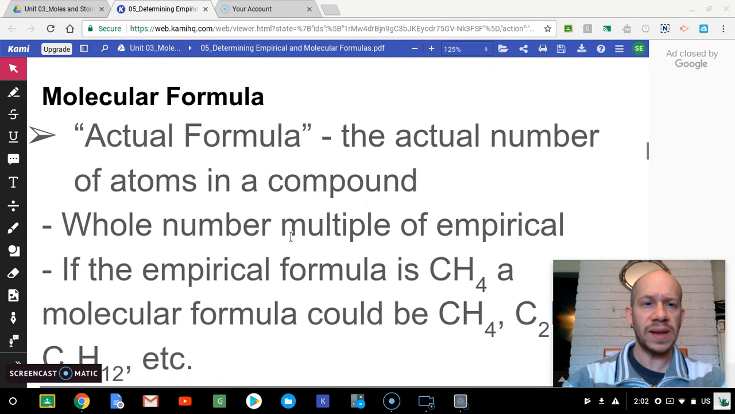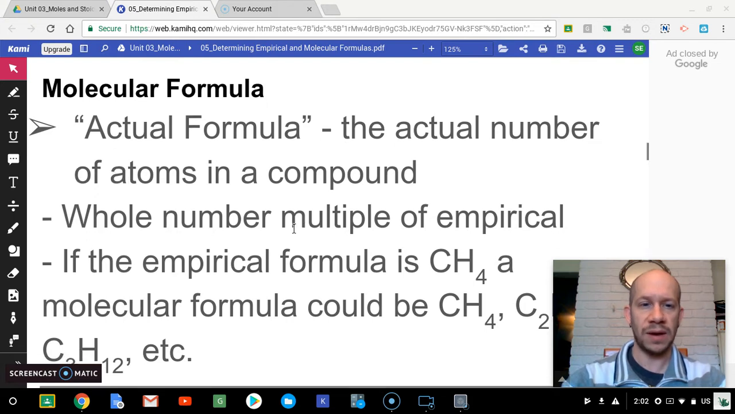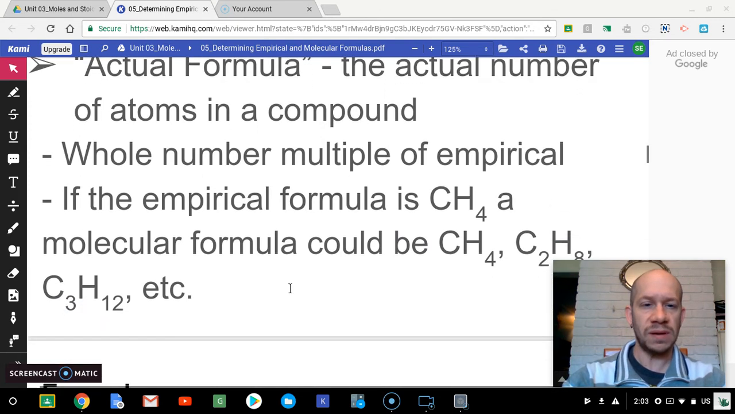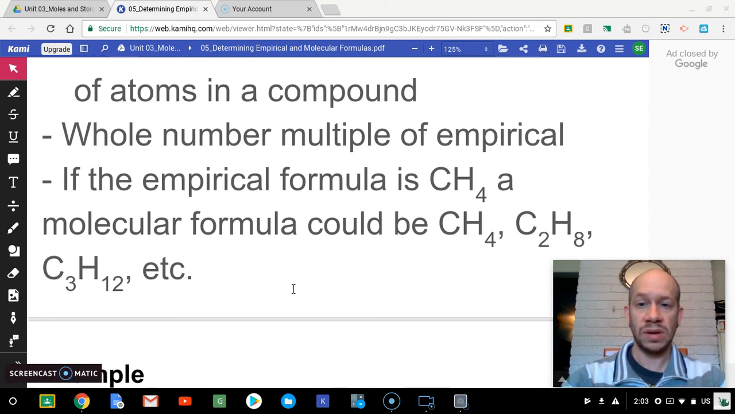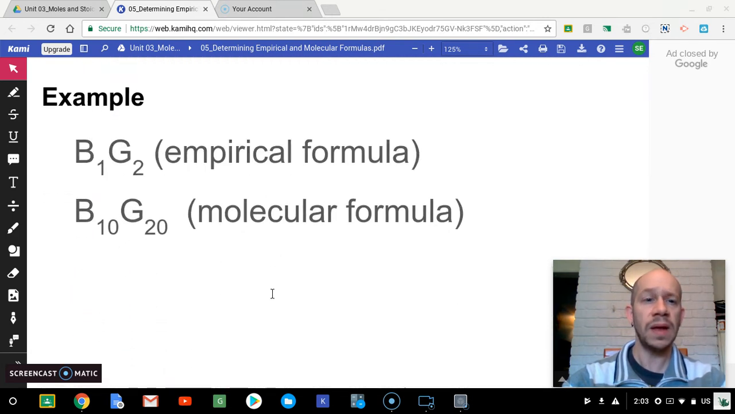The molecular formula is defined as the actual formula. It's the actual number of atoms in a compound. It is a whole number multiple of the empirical formula. For example, if the empirical formula is CH4, which cannot be reduced any further, a molecular formula could be CH4, C2H8, C3H12, etc. Notice each one of these different molecular formulas is a whole number multiple of the empirical formula.